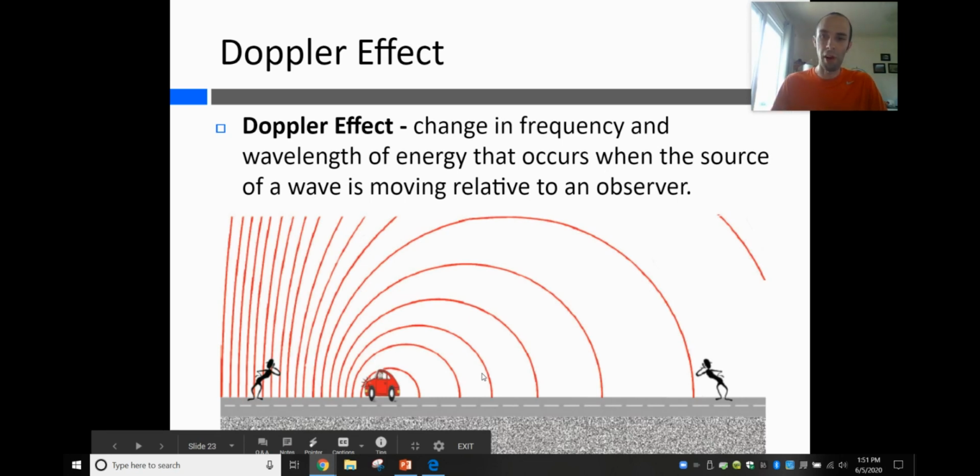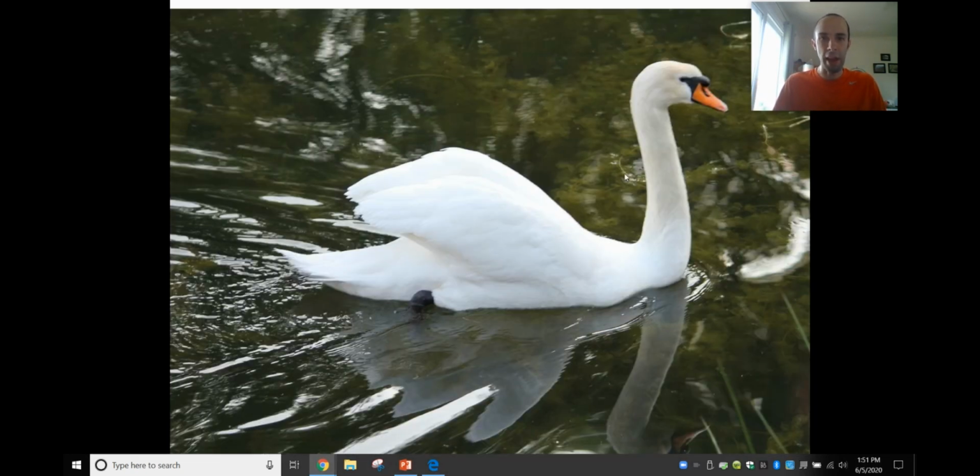Now, if you're in the car or in that vehicle, you're not going to hear any change, okay? But the person outside of it is. And this change in frequency or wavelength of energy is known as the Doppler effect. Now, this happens with any type of wave.